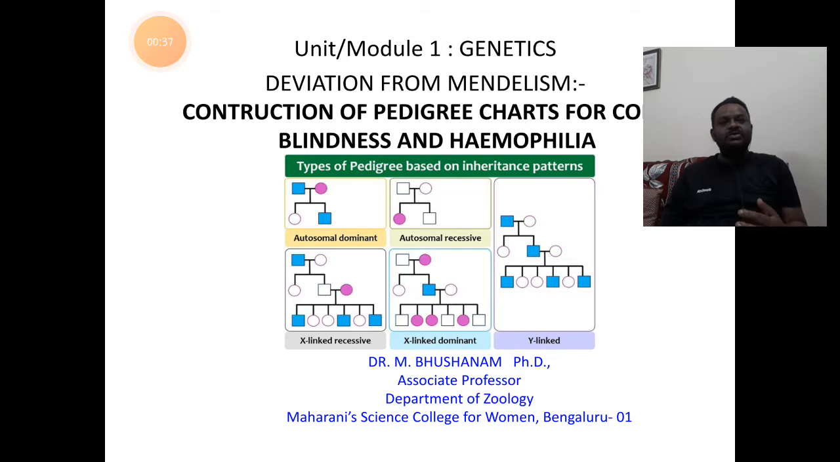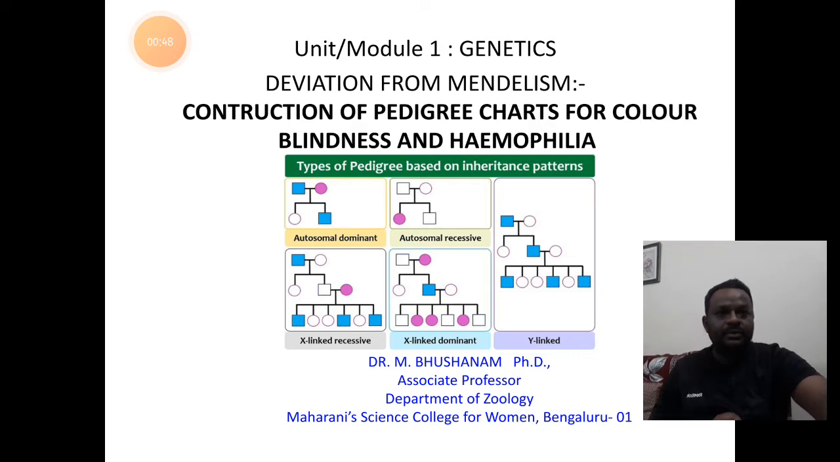Students, in today's session, we shall understand another topic under genetics, that is construction of pedigree charts for sex-linked inheritance traits, or in specific for the diseases of color blindness and hemophilia.